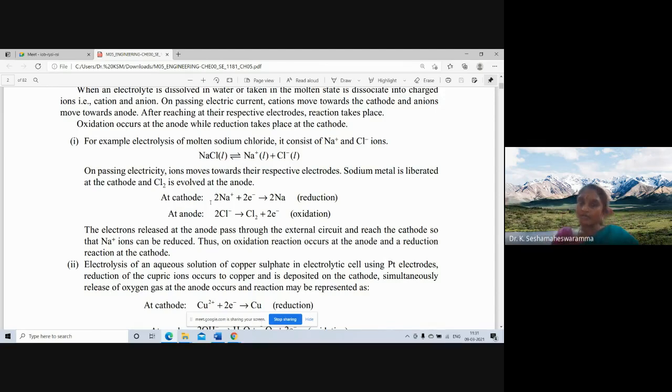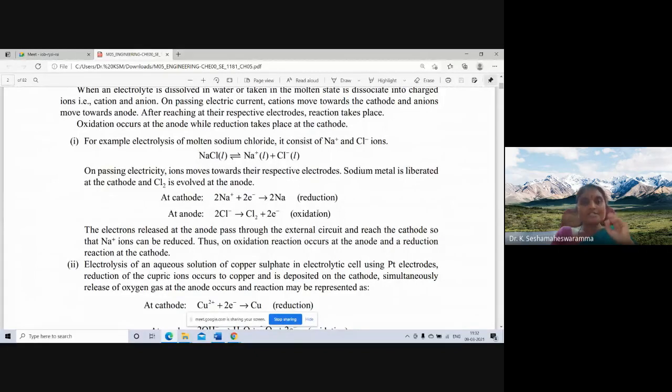Because at the cathode, what will happen? Sodium ions, after reaching the cathode, take electrons. So cathode having negative charge, right? It took electrons and then converted into sodium. Reduction takes place. At anode, chloride ions release electrons. Chlorine is released. Oxidation takes place.